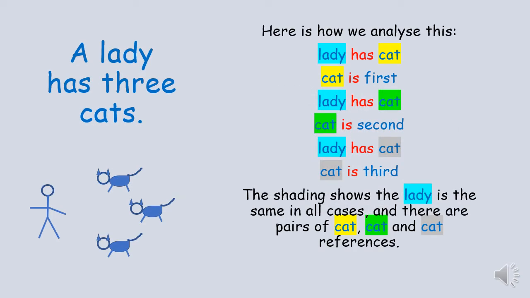This sentence gives an example of a cardinal. So we've got a lady has 3 cats, with the cardinal 3. And here is how we analyse this. Lady has cat, cat is first, lady has cat, cat is second, lady has cat, cat is third. The shading shows that the lady is the same in all cases, and that there are pairs of yellow cat, green cat and grey cat references.